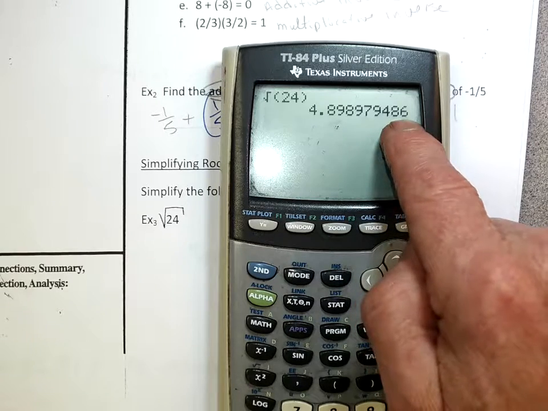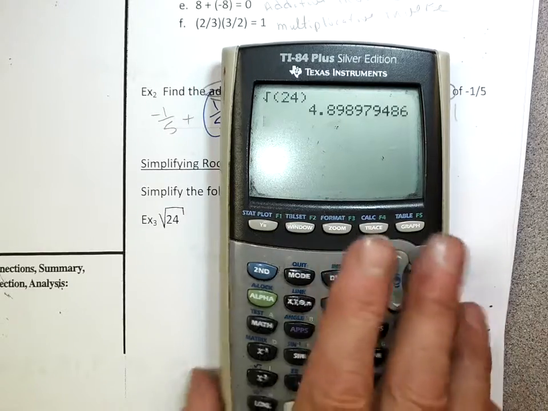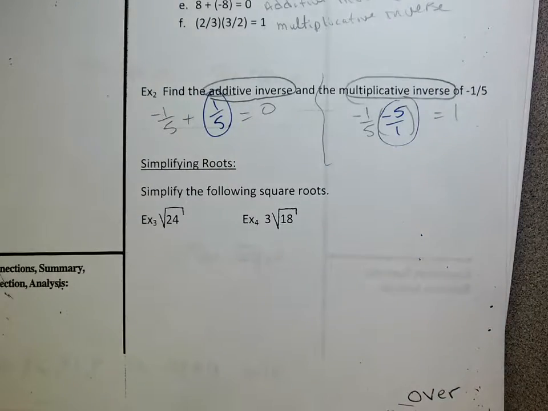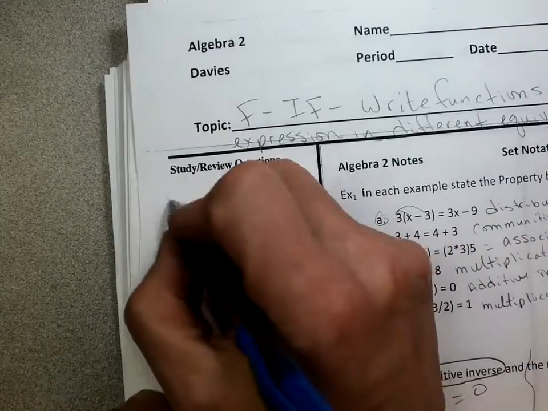4.898979486 is not the answer because it goes on and on. It never ends. So what we need to do then is find another method so we can have an exact answer. So what I want to do is reduce it. So when I want to reduce it, I'm looking for things called perfect squares. I'm putting my little column here, perfect squares.